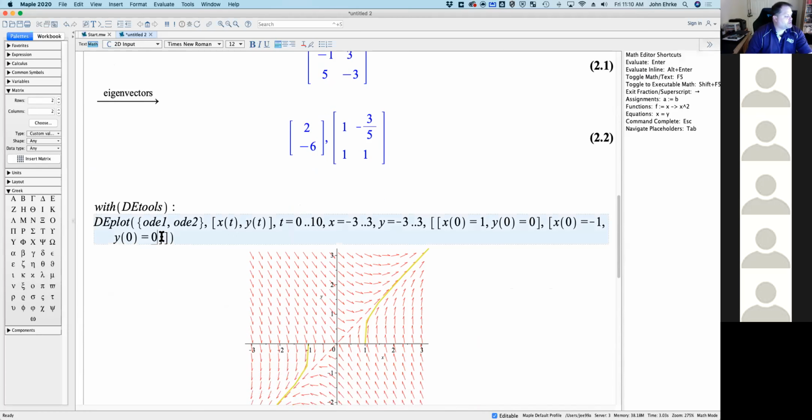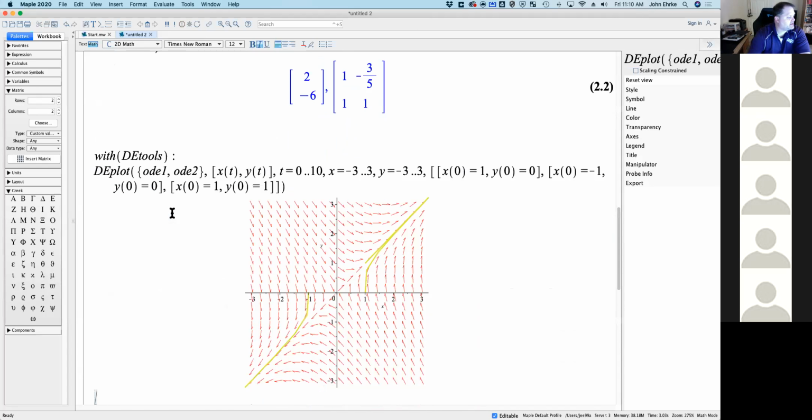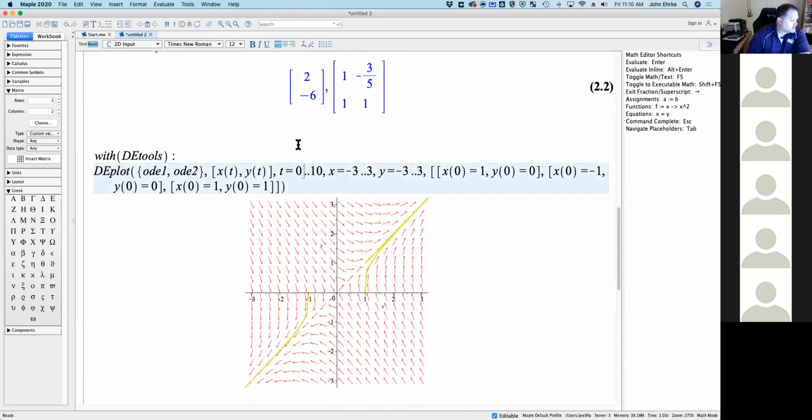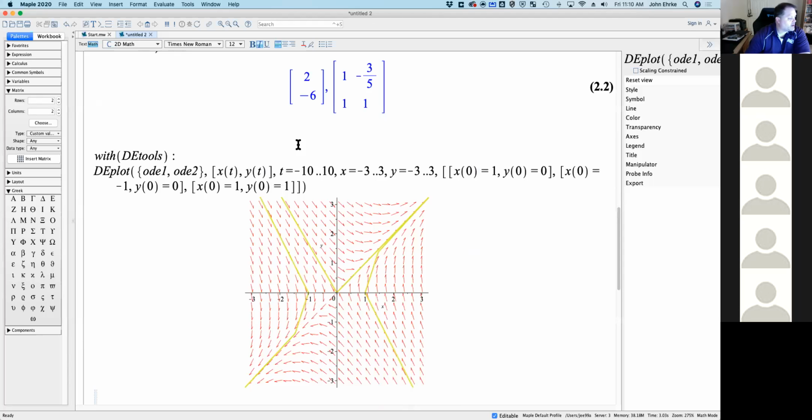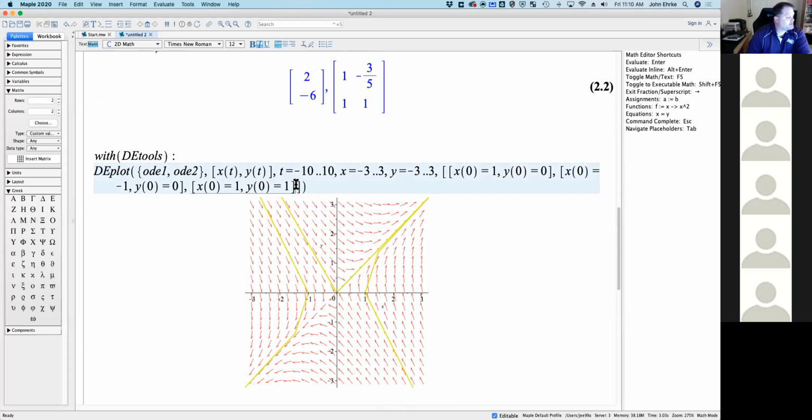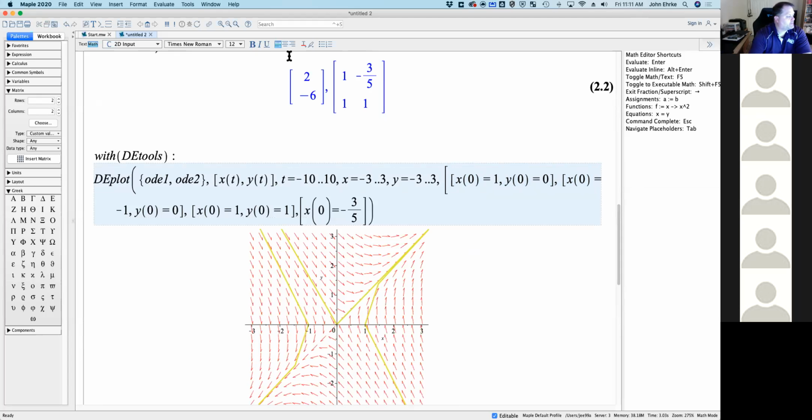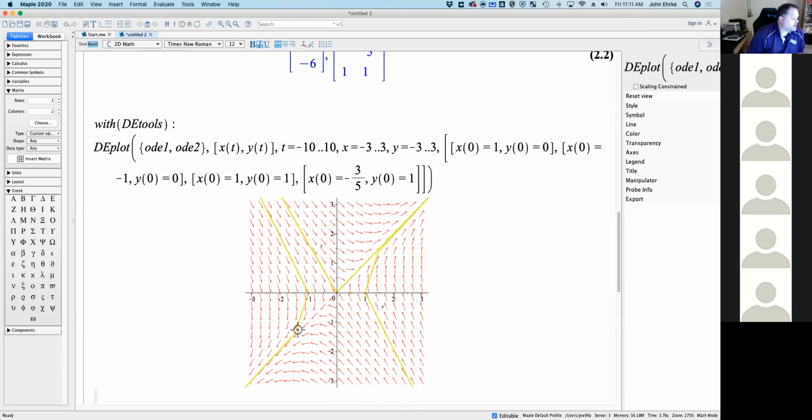So let me just go ahead and put those points in. If I do x of 0 is 1, y of 0 is 1, and add that to the list, you can see that that starts on this eigenvector line and just continues on. So I'll make time go in both directions here so it fills it out. Right, so that gives me the eigenvector. And then the other one is x of 0 equals negative 3/5, y of 0 equals 1. This will give me a solution along the other eigenvector.